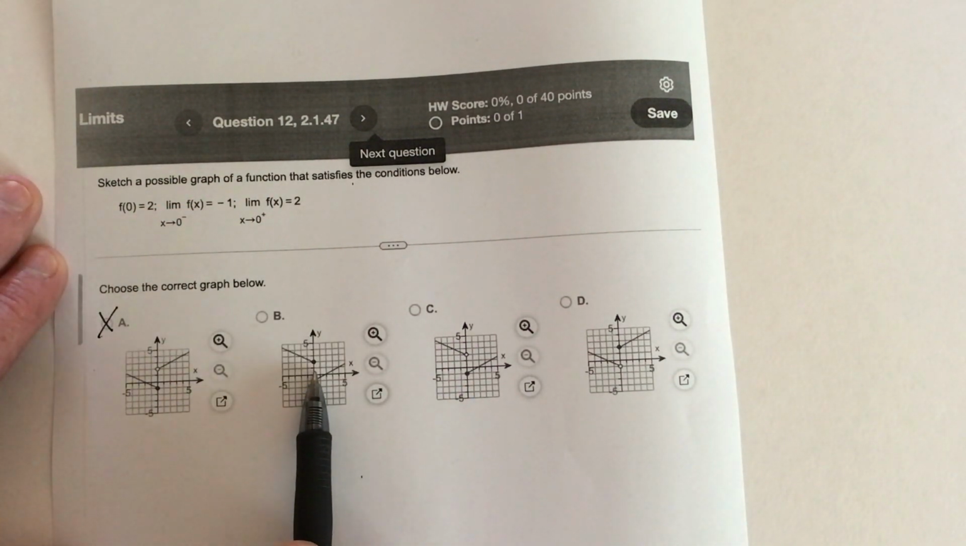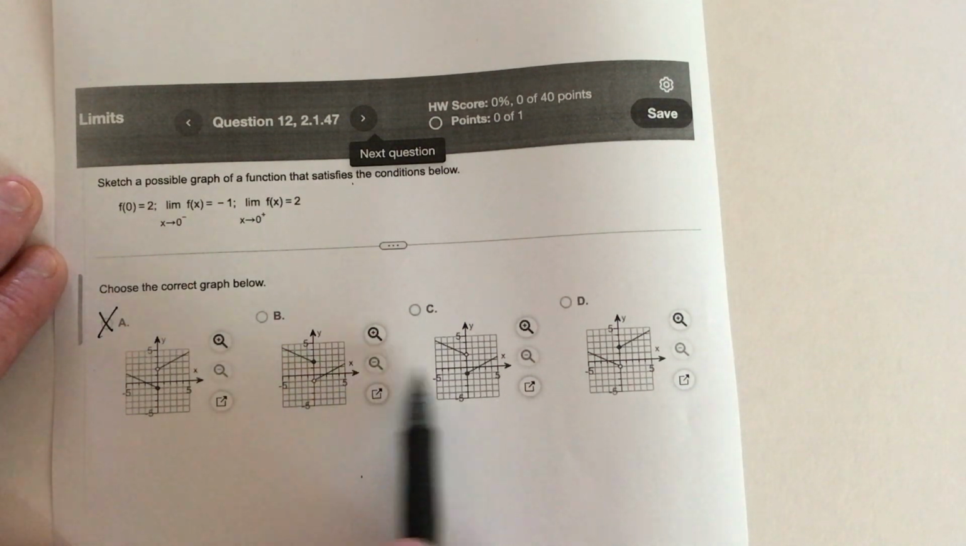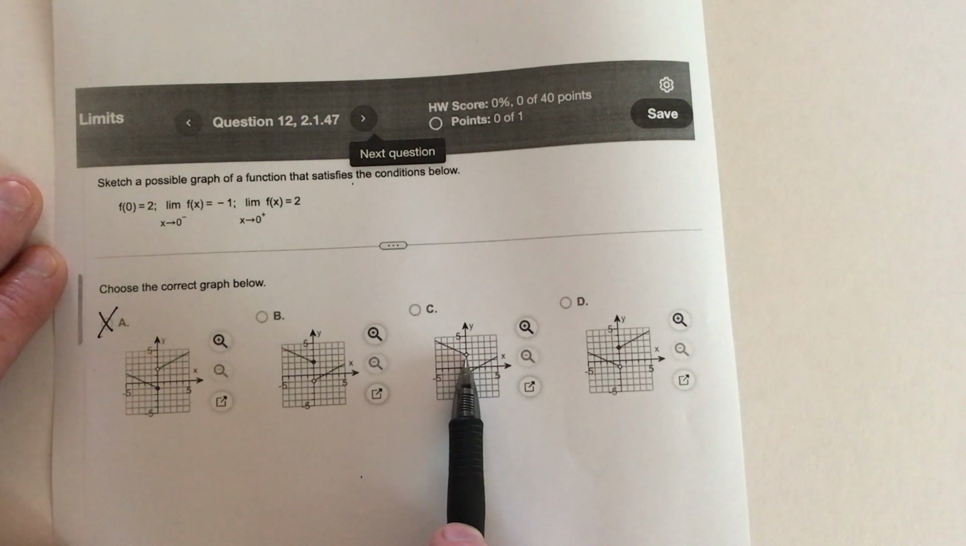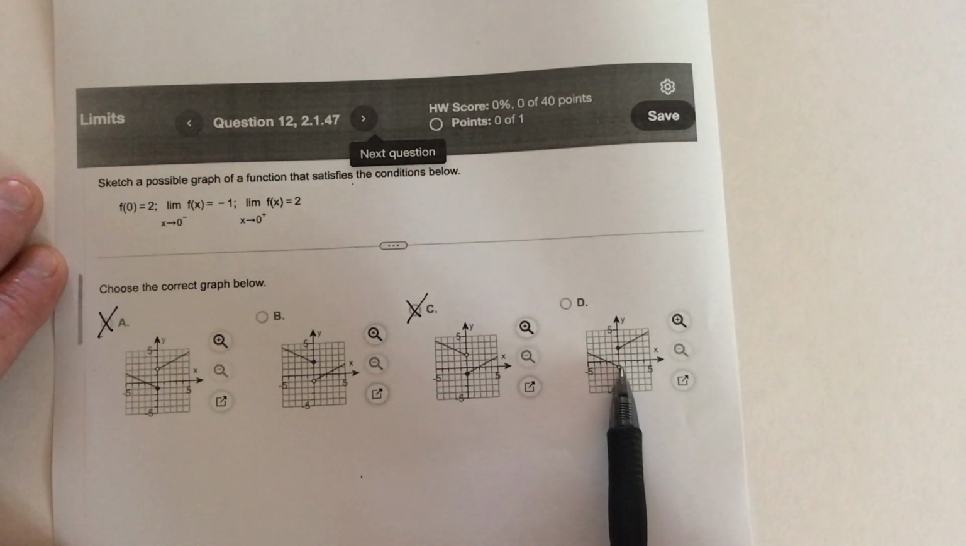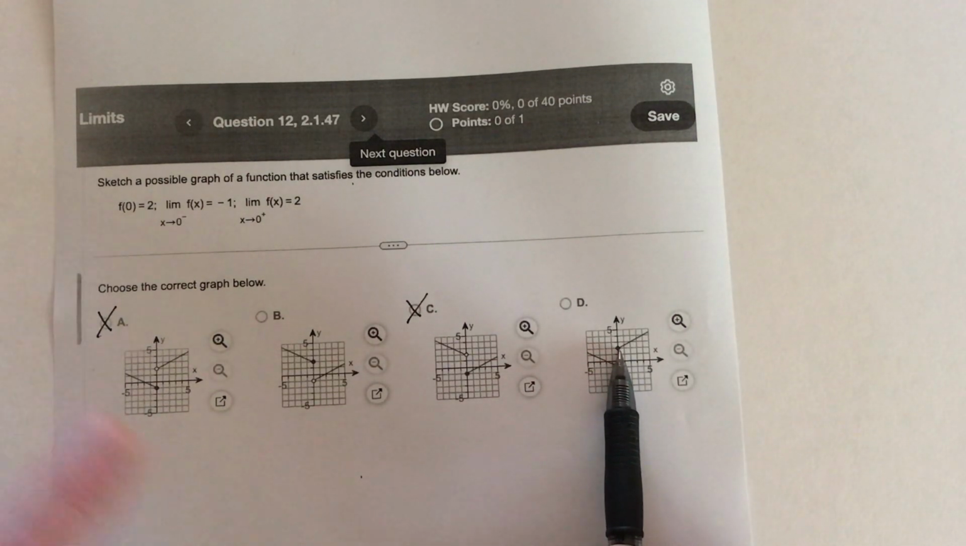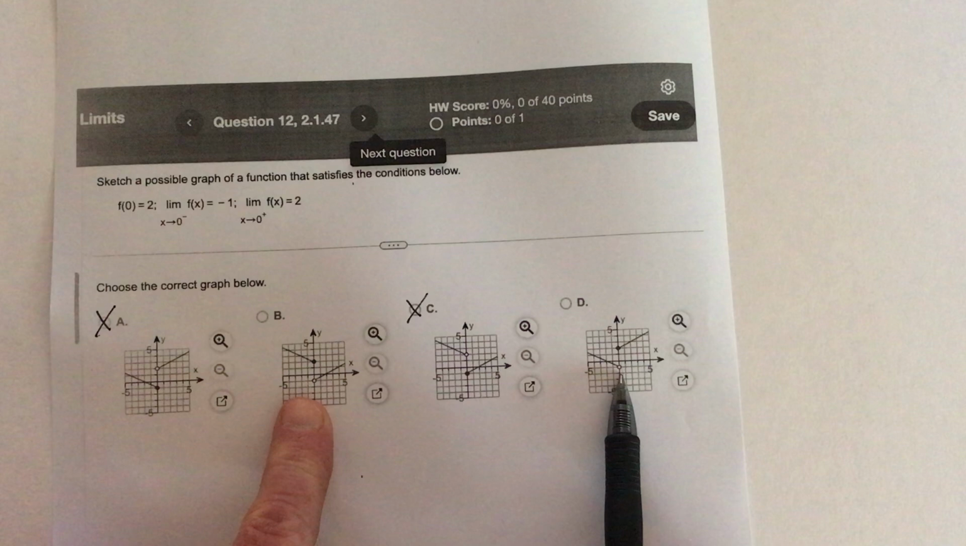F of 0 equals 1, 2. That one is possible. This one also has an open circle there, so it cannot equal a 2, so this one is out. And f of 0 equals 2, that has a solid circle. So these two are the possibilities so far.